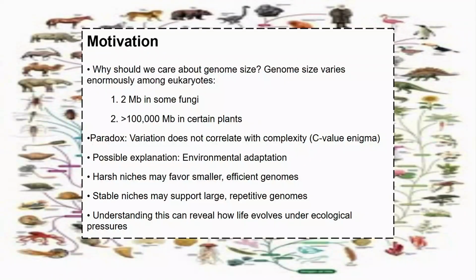Organisms living in harsh or competitive niches might evolve smaller, more efficient genomes. Others in stable or nutrient-rich environments might maintain large repetitive genomes. Understanding these dynamics can shed light on how life evolves in response to ecological pressure.